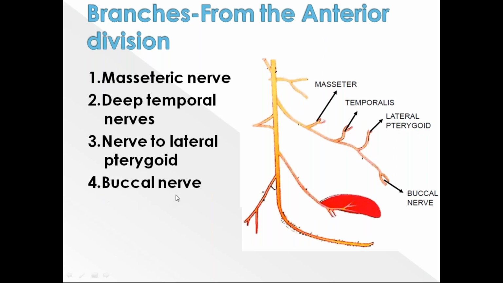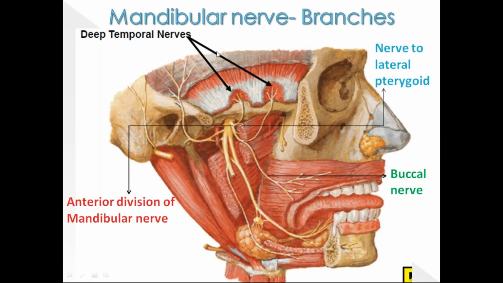Okay, the buccal nerve. Even though the name is buccal, it is not supplying the buccinator muscle. Okay, it is a sensory branch. It supplies the skin of the buccal region, skin and mucous membrane of the buccal region. Okay, so we'll go on to the next picture.